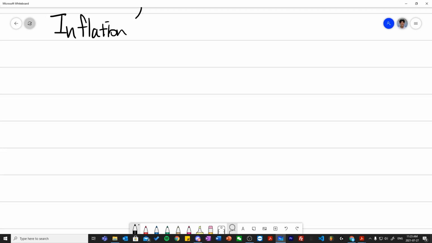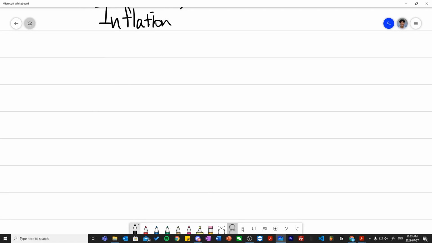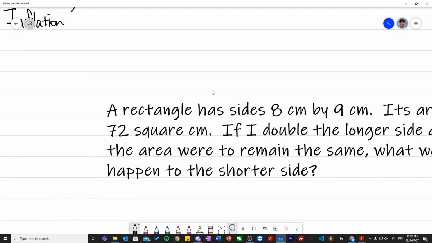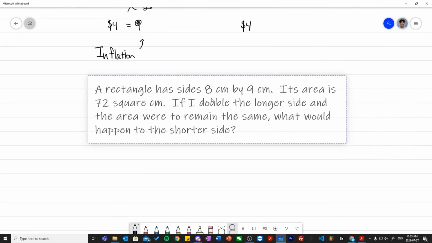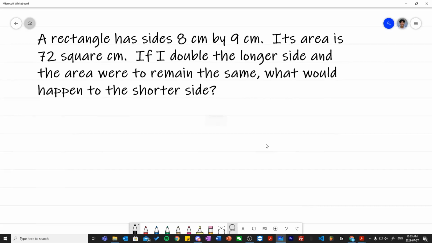So now I have some questions for you. All right, so let's say a rectangle. I'll leave this on screen. A rectangle has a size of 8 centimeters by 9 centimeters. Its area is 72 square centimeters. If I double the longer side and the area were to remain the same, what would happen to the shorter side?